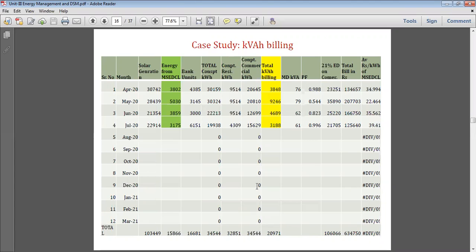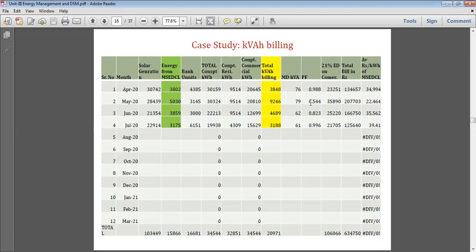Total consumption is there, and we found that the power factor is 0.988. So what is the kVAH? Here, see, this dark green color is the active energy. 3802 is the active energy consumed by the college, whereas kVAH billing is higher, 3848. Why is it higher? Because it is 0.988 lagging power factor. If the power factor is 1, then the actual energy consumed by the consumer and the billing kVAH are the same.